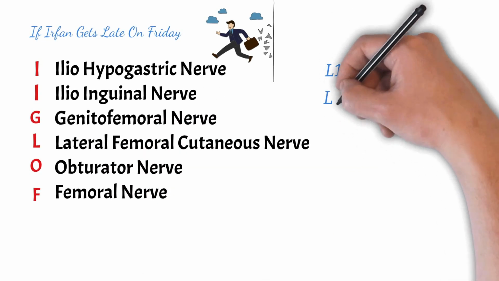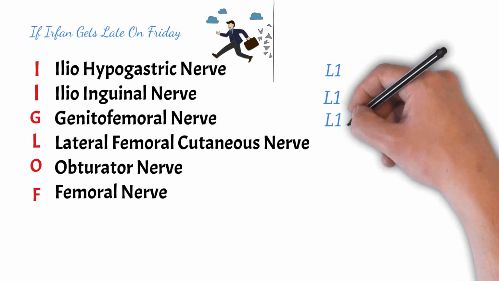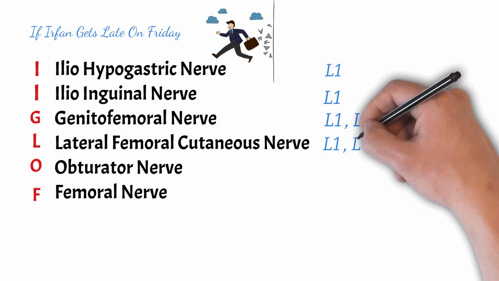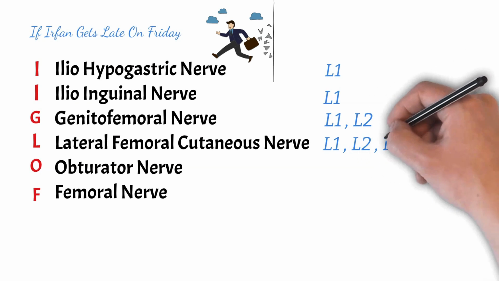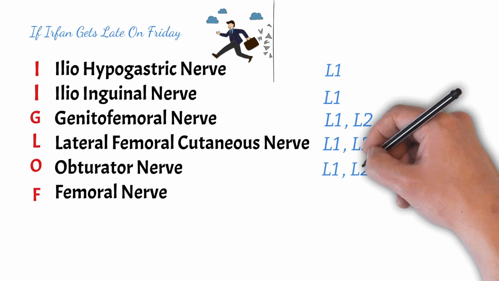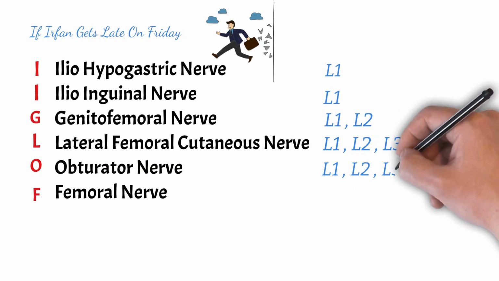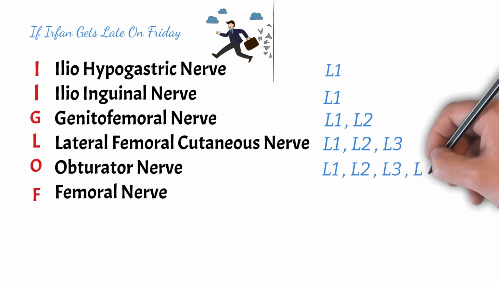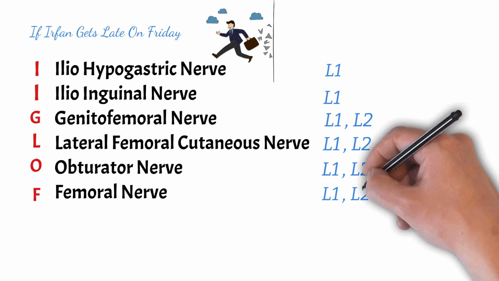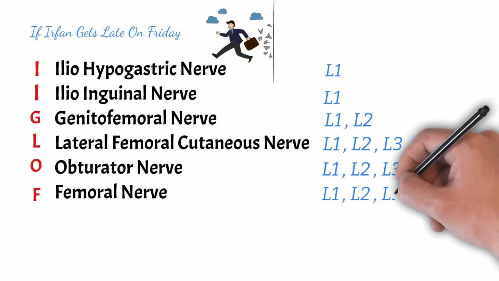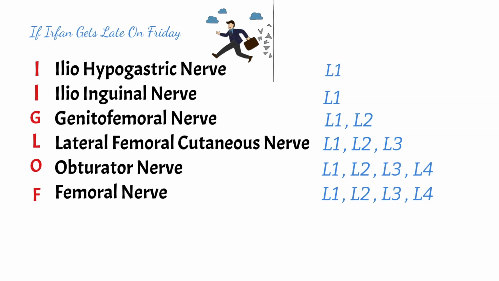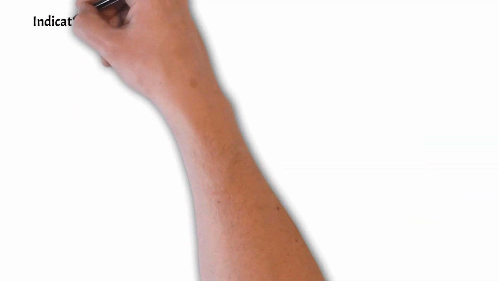The dermatomes of the first two nerves are the same. This is L1, L1. And the dermatomes of the last two nerves are also the same. And in between, we will add one segment each. So L1, L2, this is L1, L2, L3. This is L1, L2, L3 and L4. And femoral nerve is also L1, L2, L3 and L4. So the dermatomes of the first two are the same and the last two are the same, and in between we will add one segment each. So this is how you remember the dermatome levels.